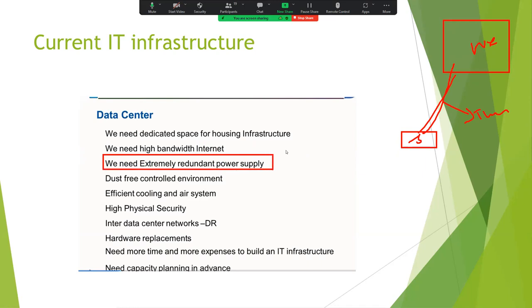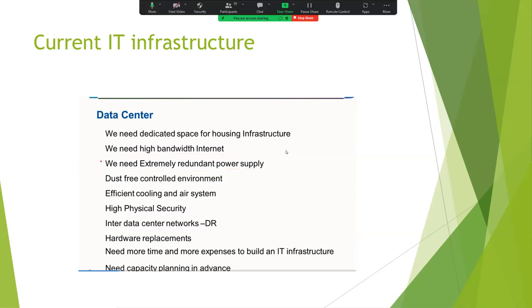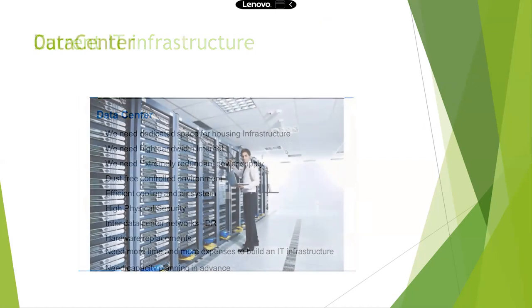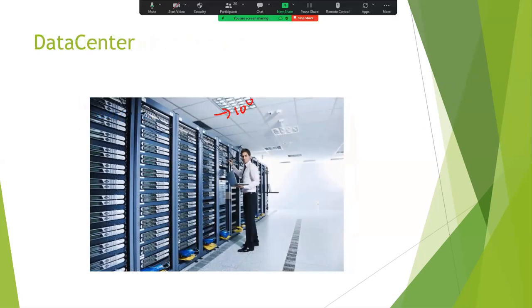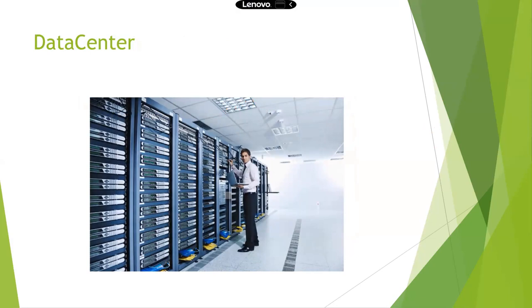Next, we need a redundant power supply. A data center is running and depends on electricity. If there is no electricity, you should have the capability to run with a generator or battery system. That is redundant power supply. Next, a dust-free environment, which means we should always maintain a clean and green data center. Next, an efficient cooling system. If you enter this data center, you can see the temperature is less than 10 degrees Celsius. This is another challenge.